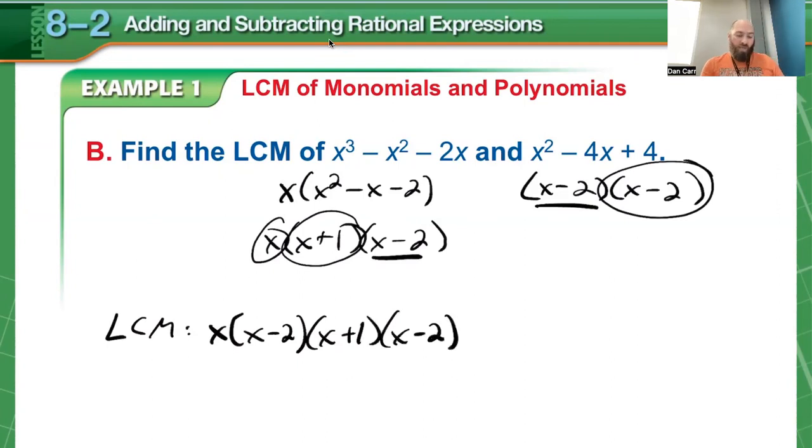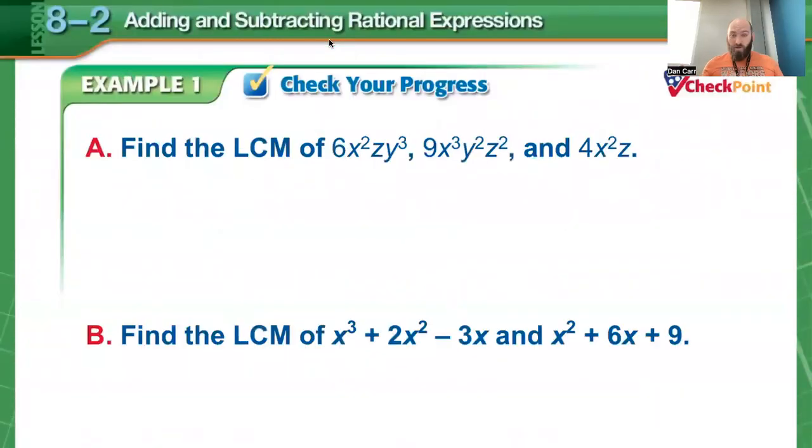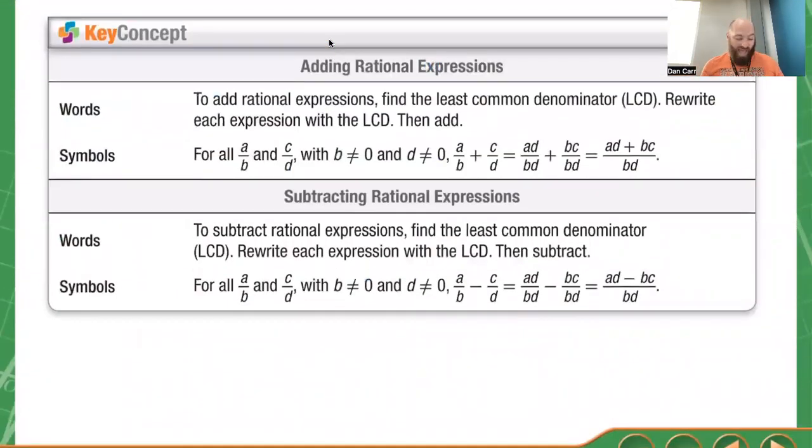Okay, so again, this expression can become this by multiplying it by another x minus 2. This expression can become this by multiplying it by x and x plus 1. All right, so a little bit of a quick check for yourself if you want to try those on your own, but I'm actually going to move on to talk about how this helps us with adding.